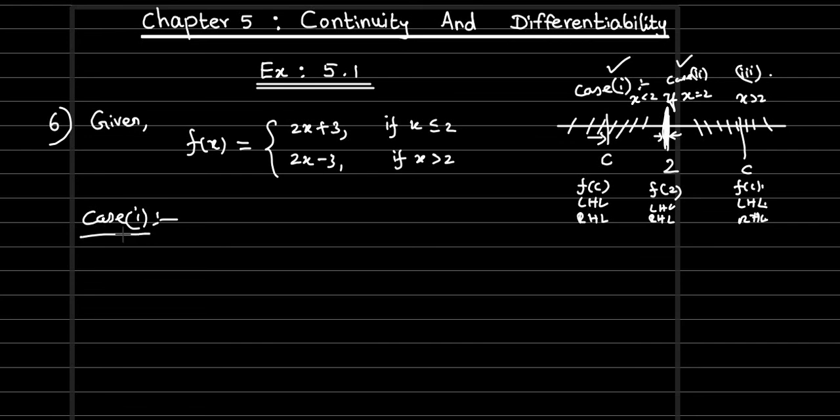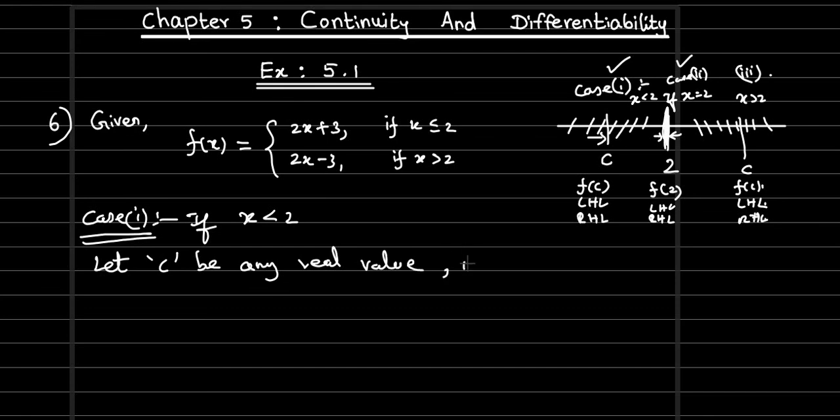Case 1, what is the criteria? If x is less than 2. Okay, if x is less than 2, it means infinite real values lie there. So we are going to have a common name first. Let c be any real value, and at the same time c should be less than 2.